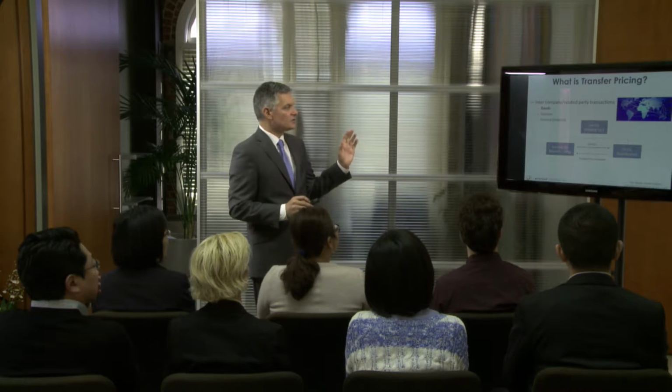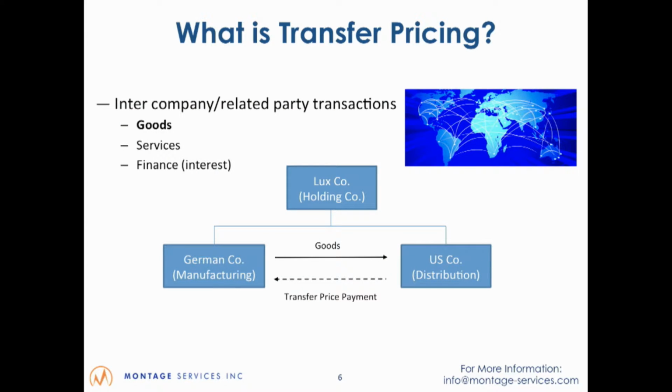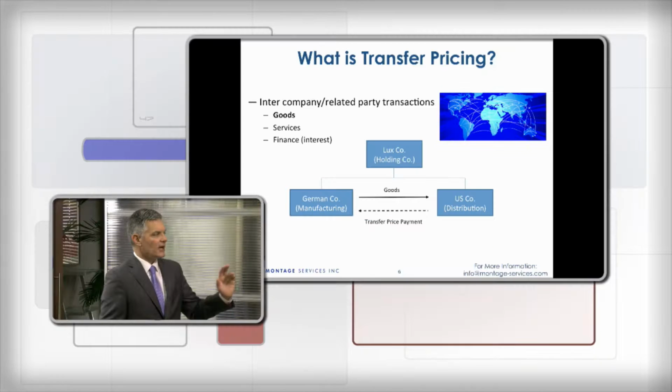If we look to a transfer of a good, which is the easiest one as an example of what transfer pricing is, if we had a parent company established in Luxembourg that then was manufacturing, say, an automobile in Germany that is sold to a distribution network in the United States, that sale of the good from Germany to the U.S. subsidiary is a transfer pricing question. At what point, what price should that good be sold?